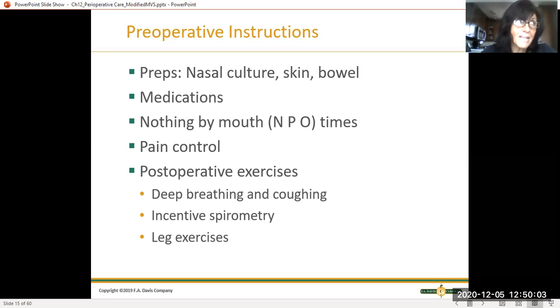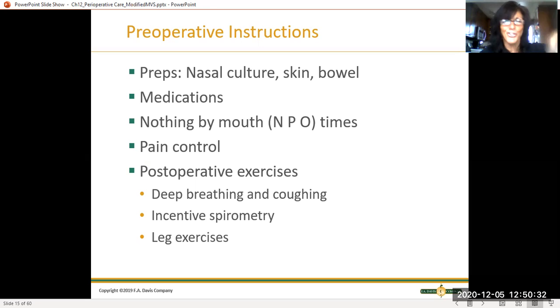And then what kinds of things are we going to have the patient do along with our interventions to try to prevent those postoperative complications? The two biggest complications are postoperative pneumonia and DVT, deep vein thrombosis, right? And both of those things are from immobility. So I will tell you this: early ambulation, early ambulation, early ambulation.